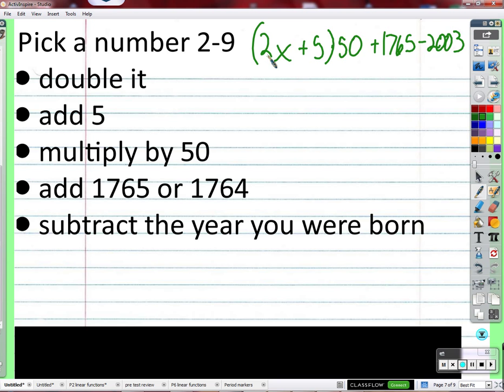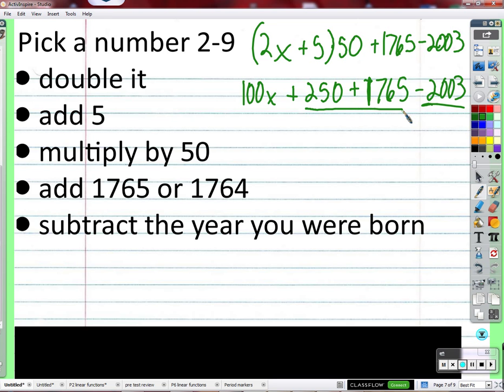Right, so what's 50 times 2x? 50 times 2 times x. 100 times x. Multiply by 2 and then multiply by 50, really the same as multiplying by 100. Plus 50 times 5, 250, plus 1765 times 2003. This is important, right? I mean, it's the year that you were born. That's clearly having something to do with finding your age, right? So, what do we get here? You tell me.